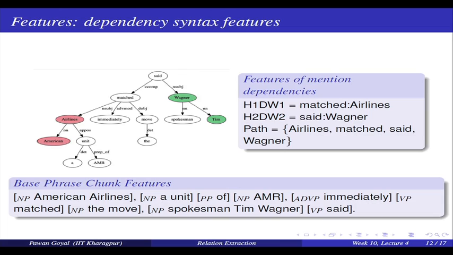And then you can also do chunking and use features like, if you chunk them, you will find American Airlines, A unit, of, AMR, etc. And your feature could be what is the chunk in which it participates, what is the next chunk after this, and so on.